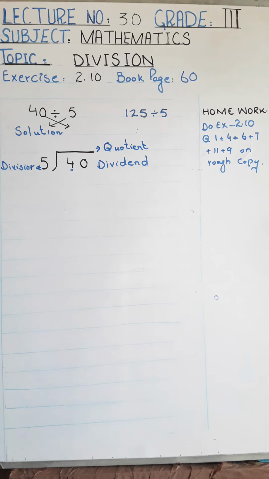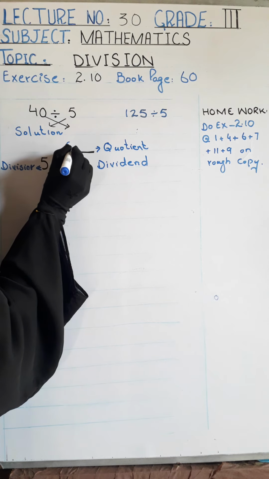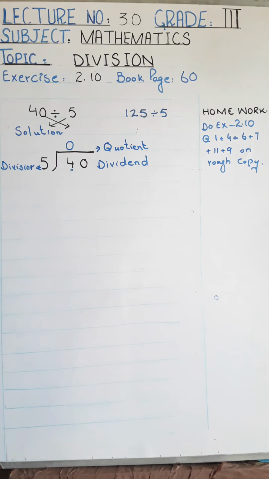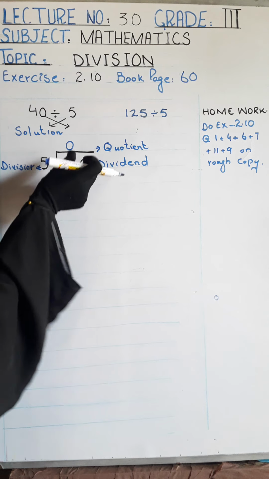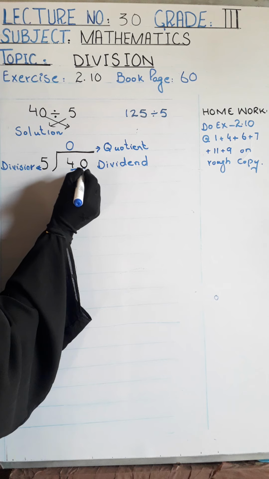Yeah, what can we do, student? We just put 0 here, because 0 is less than 4. Okay, now we take these two numbers.